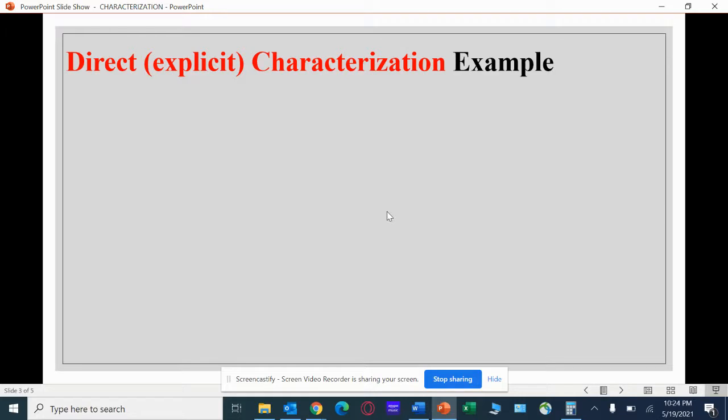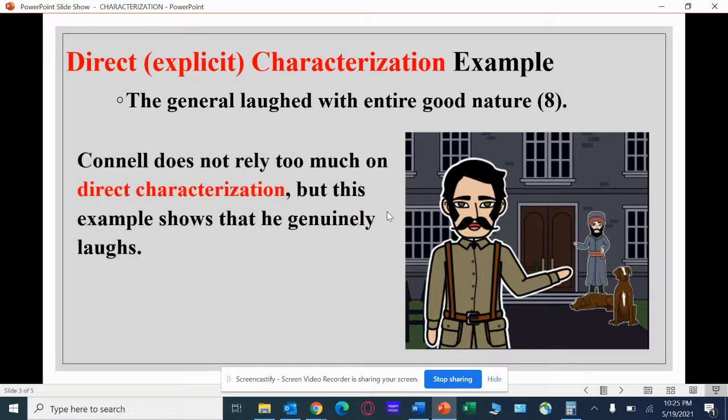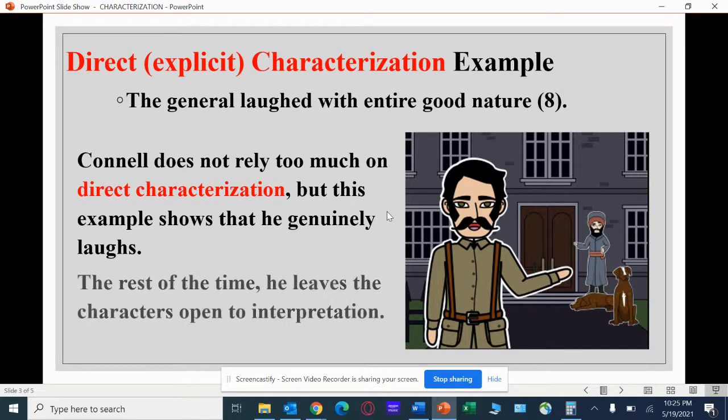Now, we do see both forms in The Most Dangerous Game. Most of it is indirect, but there's one or two examples of direct characterization. So, this line here on our page 8: "The general laughed with entire good nature." There's no ambiguity here. We can't read into anything here. There's no subtext. It's just giving us straightforwardly that he laughed with good nature. So, Connell does not rely too much on direct characterization. This story definitely doesn't have a lot of direct. But this example shows that he genuinely laughs. So the rest of the time, he leaves the characters open to interpretation.